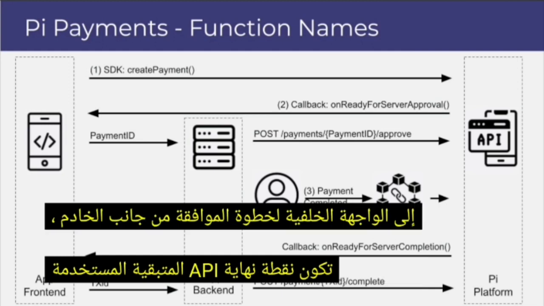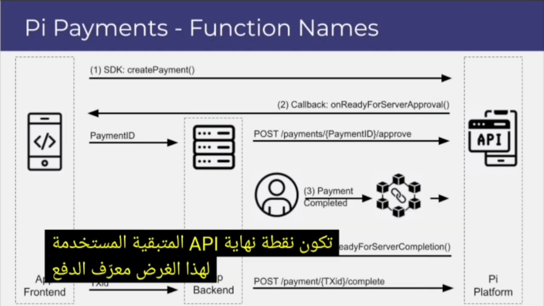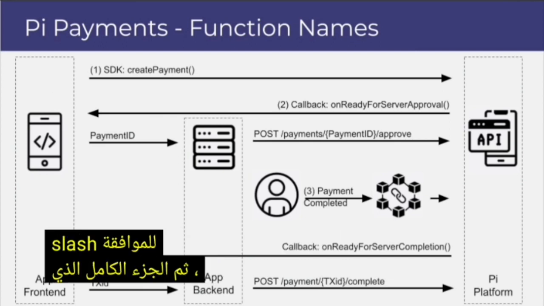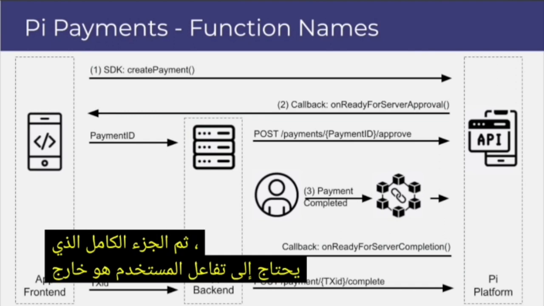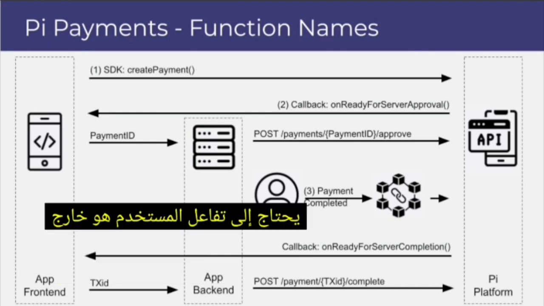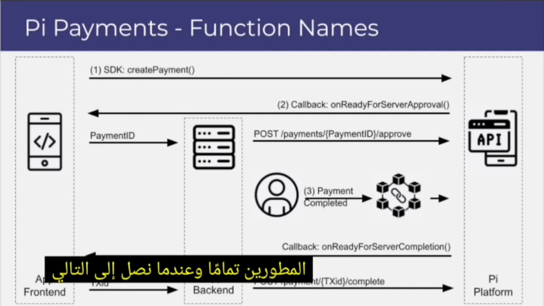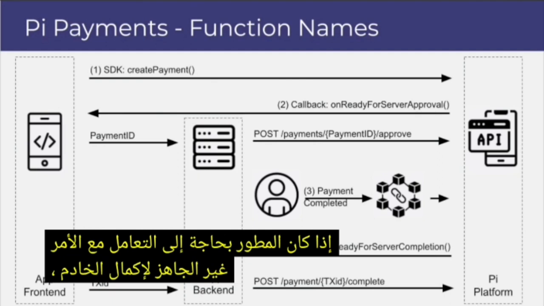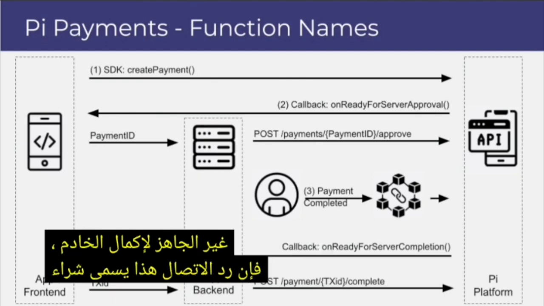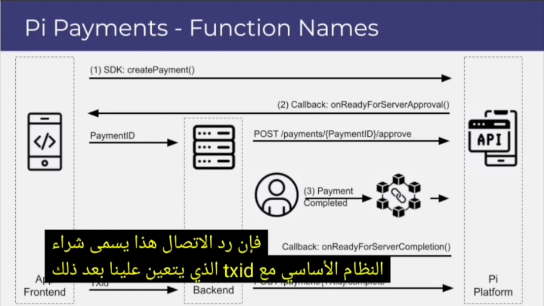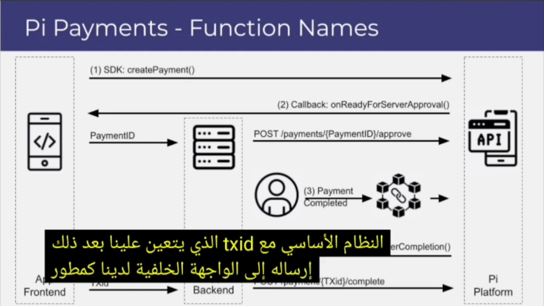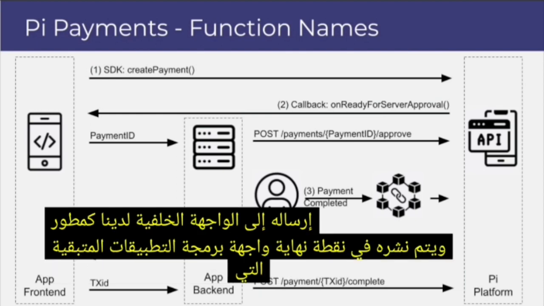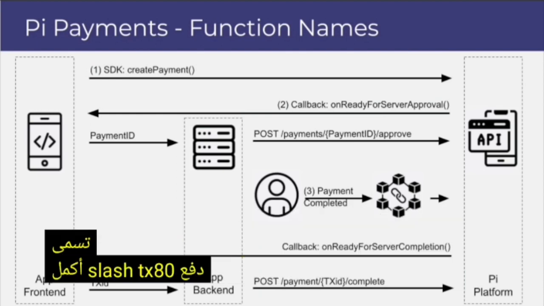The REST API endpoint that is used for this purpose is payment/payment ID/approve. And then the whole part where the user interaction is needed is completely out of the developer's plate. And when we get to the next event that the developer needs to handle, which is onReadyForServerCompletion, this callback is called by the app platform with a TXID that we then have to send to our backend as a developer and gets posted to the REST API endpoint called payment/TXID/complete.